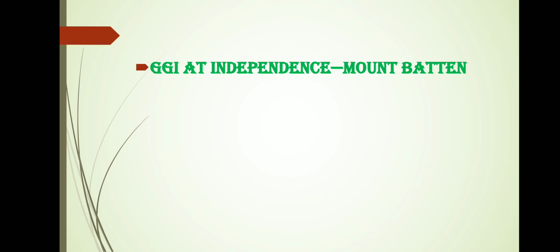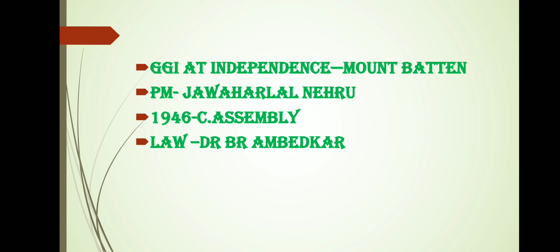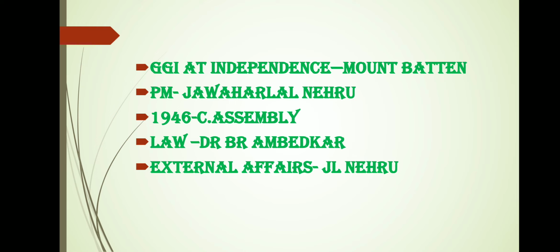Next, there are some important aspects. The Governor General of India at the time of independence was Lord Mountbatten. The Prime Minister of India was Jawaharlal Nehru, and in 1946 the Constitutional Assembly was formed. The law minister at that time was Dr. B.R. Ambedkar, and the external affairs minister was Jawaharlal Nehru. These points are very important, I think.